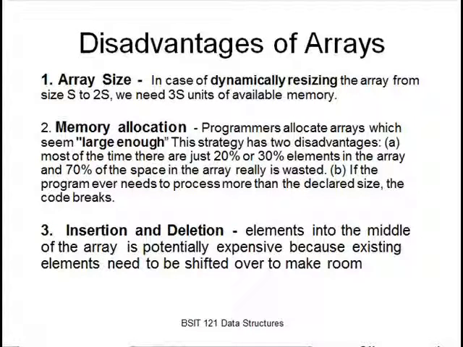The second is memory allocation. Programmers allocate arrays which seem large enough. This strategy has two disadvantages. A. Most of the time, there are just 20% or 30% elements in the array, and 70% of the space in the array really is wasted. B. If the program ever needs to process more than the declared size, the code breaks.